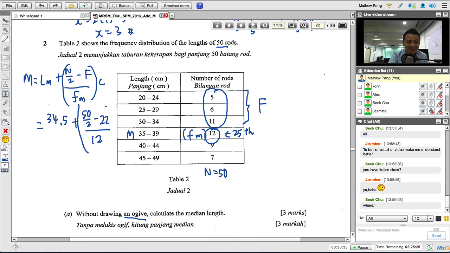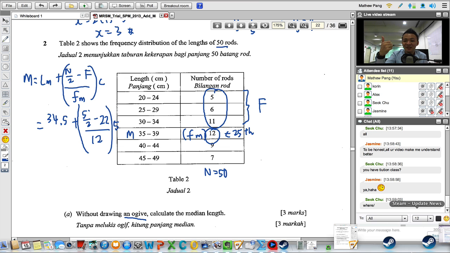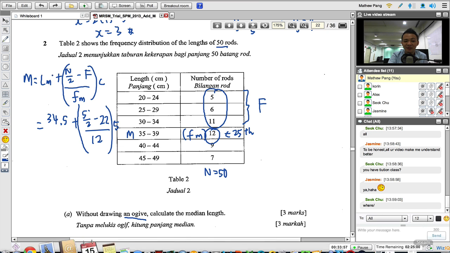Multiply with the class size. Class size, you cannot use 39 minus 35, then you got 4, which is wrong. You have to use the upper boundary minus the lower boundary, which is 39.5 minus 34.5, which is 5. Or you can count using your hand, like 35, 36, 37, 38, 39, there are 5 numbers inside here. So class size will be 5. A lot of students tend to make the mistake of straight away using 39 minus 35, then they get it wrong.